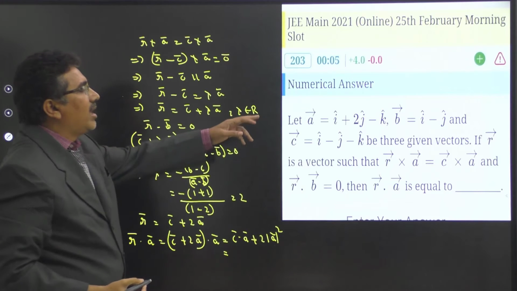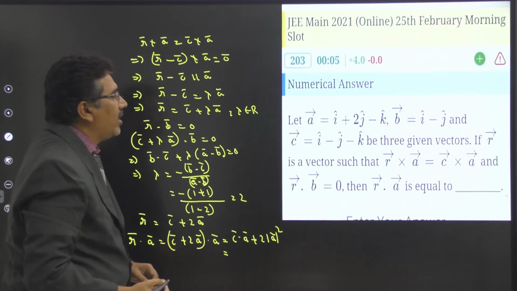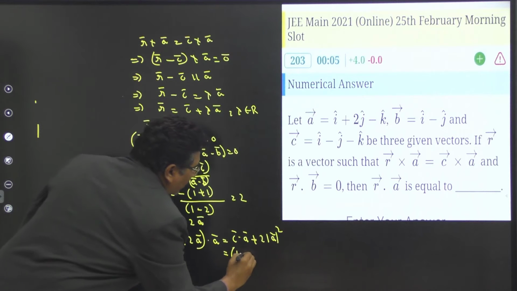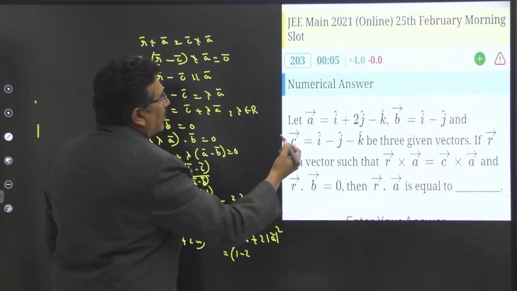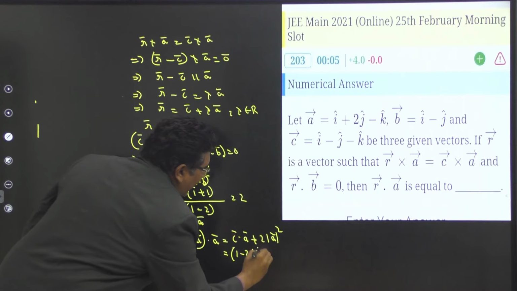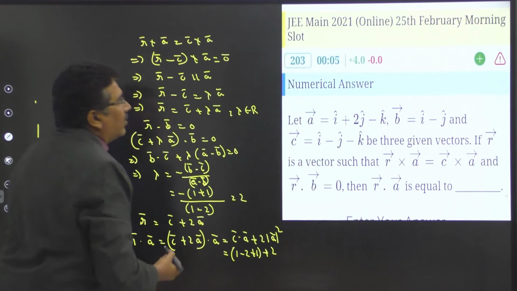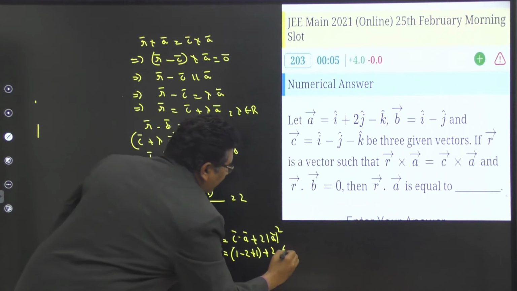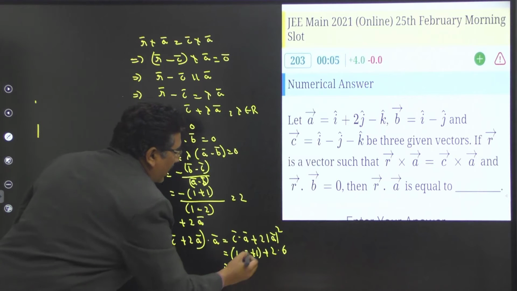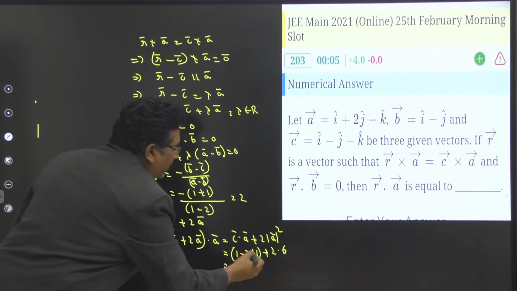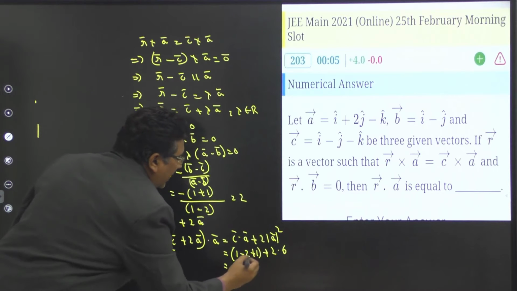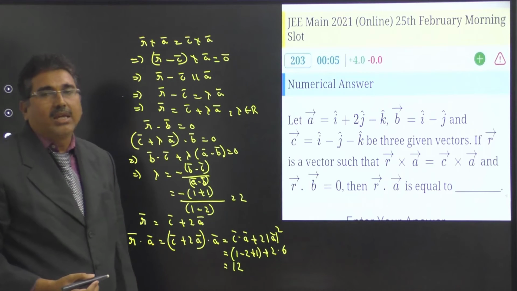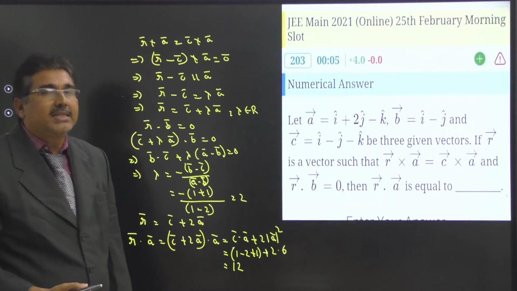What is c bar dot a bar? c bar dot a bar is equal to 1 minus 2, minus into minus plus 1, that is 0. 2 into mod a bar square, that is equal to 6. Okay, that is equal to 1 minus 1, 1 plus 1, 2 minus 2, 0, plus 2 into 6, that is equal to 12. Therefore, r bar dot a bar is equal to 12.